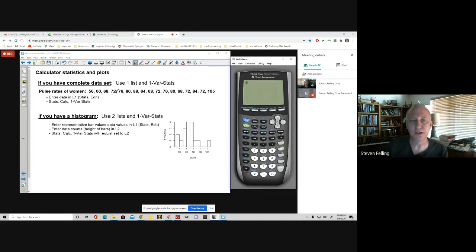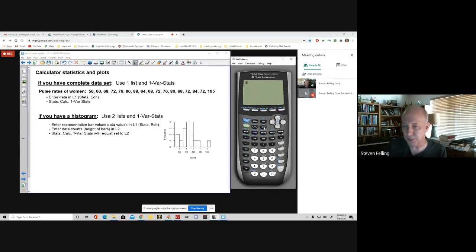All right, so let's say we're going to work with this data set, which is the pulse rates of these women, and I want to get everything I need to describe this distribution. Okay, so the first thing we want to do is enter this data into our calculator so that it can do all the number crunching for us.